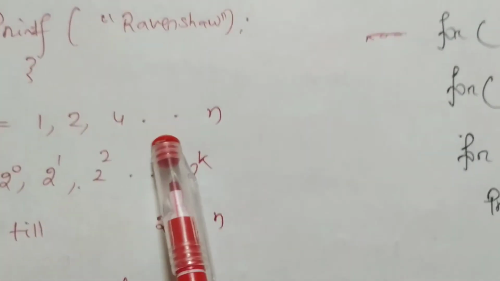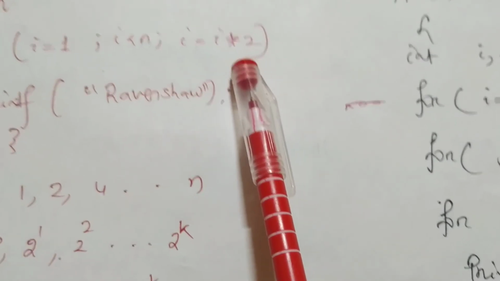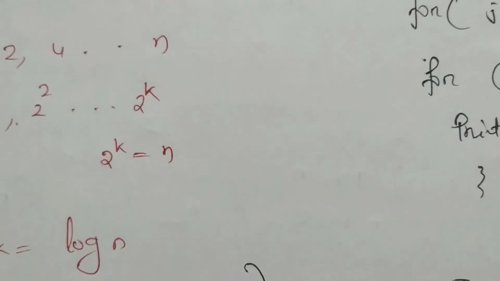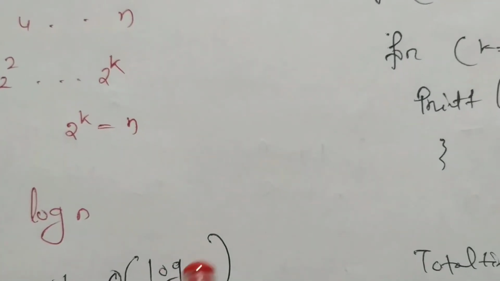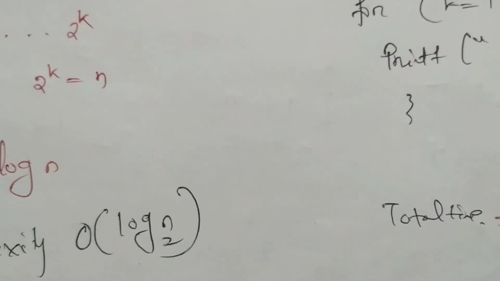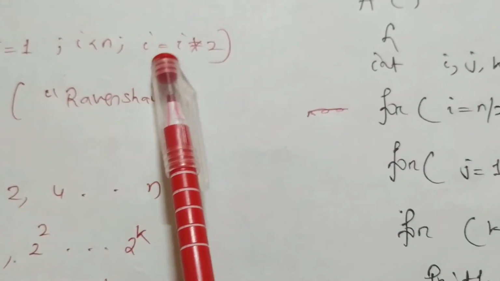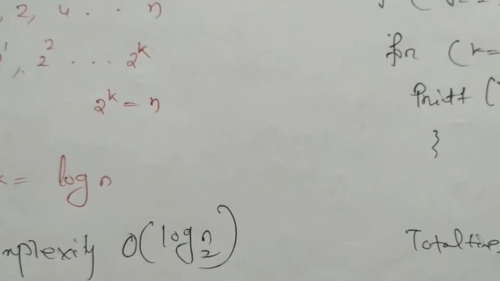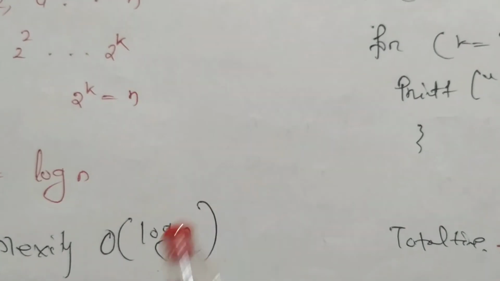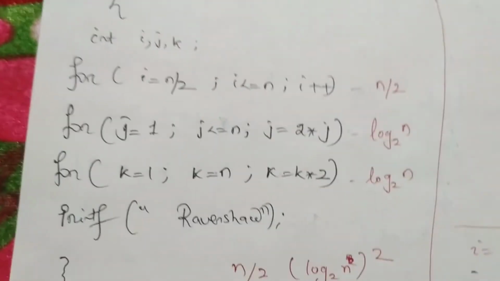So remember one thing: if there is i into 3, then what will happen? Order of log n base 3. If it is i into 5, then order of log n base 5. If it is i = i into 10, then order of log n base 10. Okay, hope you understood.